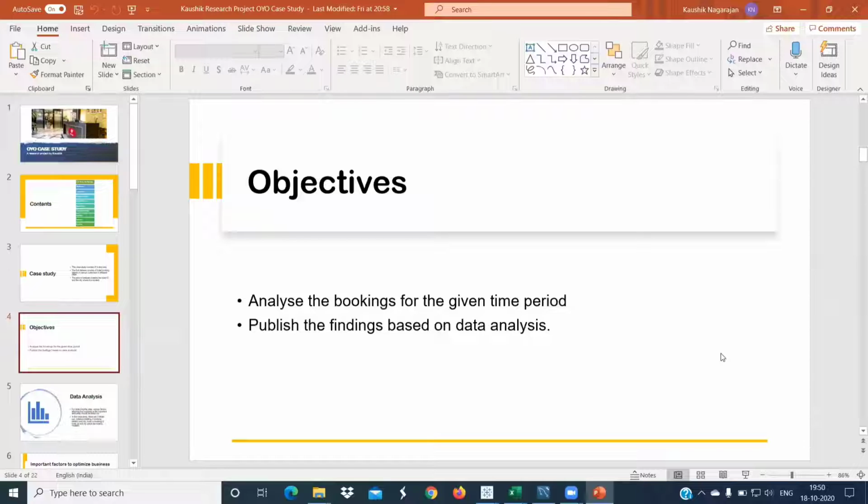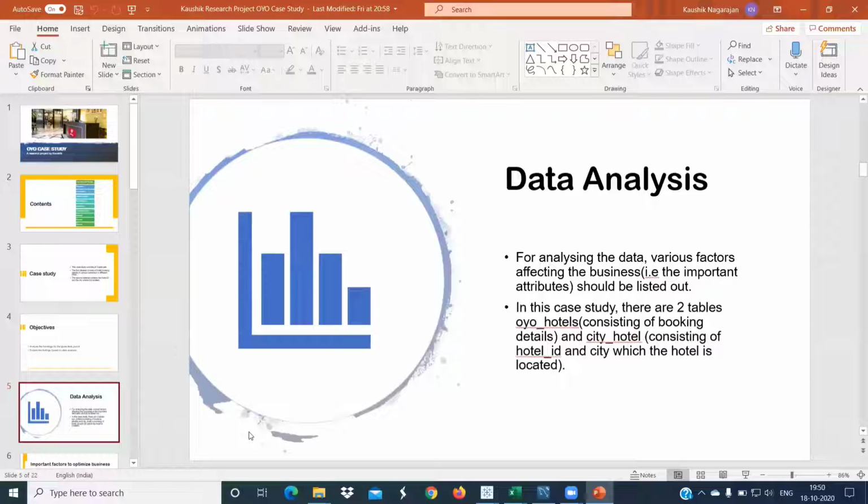Objectives of this project. So the objectives were to analyze the bookings for the given time period and publish the findings based on the data analyzed. So this data analysis part is to be done using SQL. Moving on to the data analysis part, the most important part.